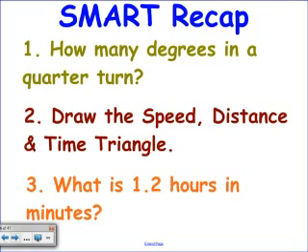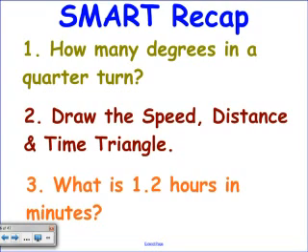How many degrees are in a quarter turn? The next one, I want you to draw the speed, distance, time triangle. You won't believe how many people do not know the way round that the letters go. So we're just going to do a recap on the speed, distance, time triangle. And then finally, I'd like you to write down what 1.2 hours is in minutes.